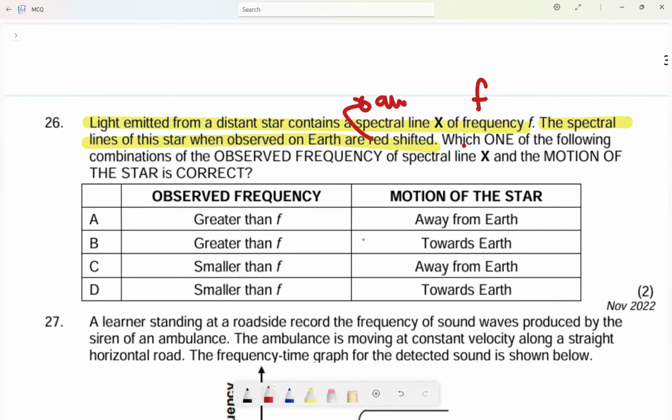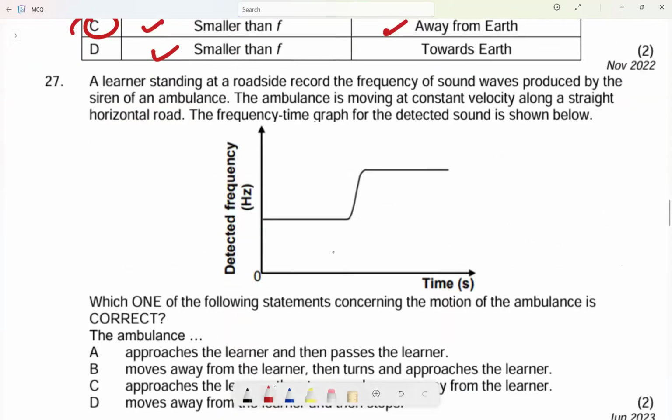It is moving away from Earth, okay? And now, remember, if you are redshifted, the frequency will be low. So the most correct answer here: greater than F, no; smaller than F, yes. But now, is it moving towards or away? It's moving away from us. Number 26 is the most correct answer, B.